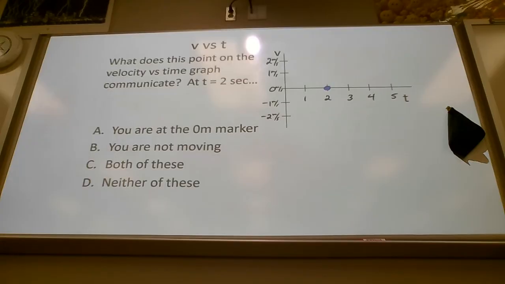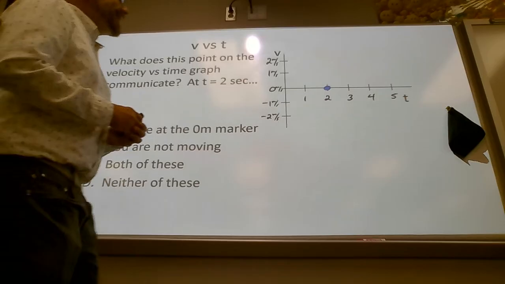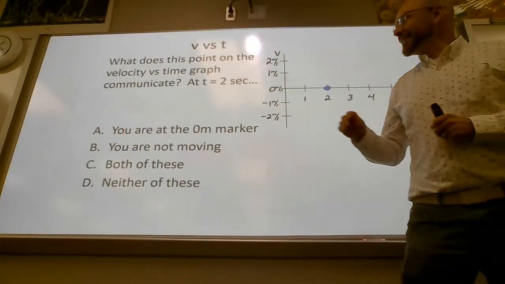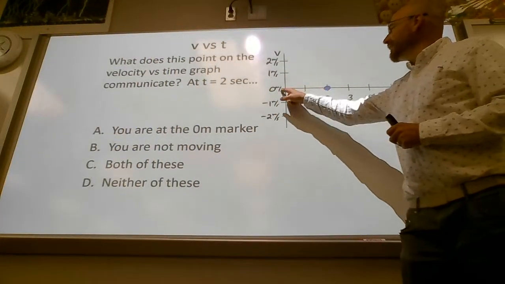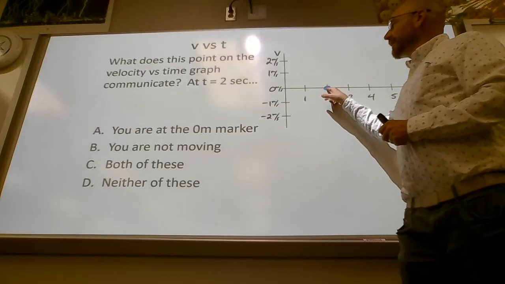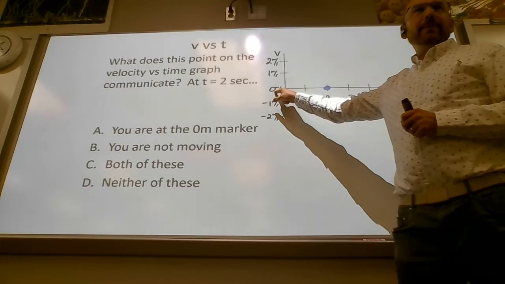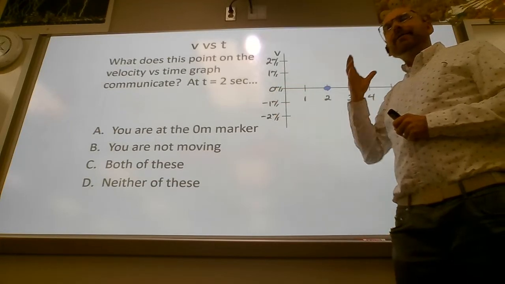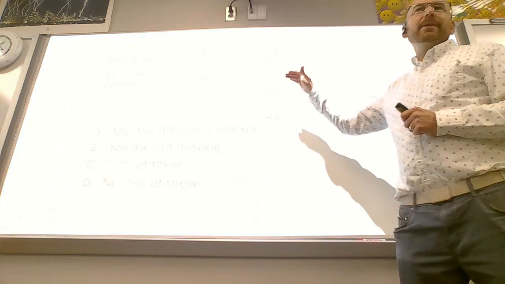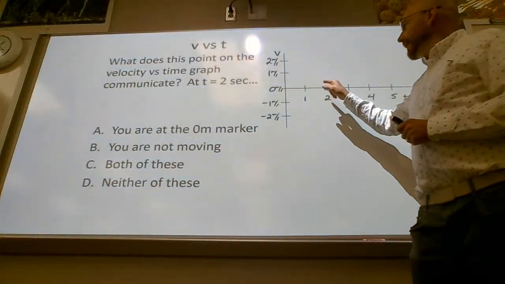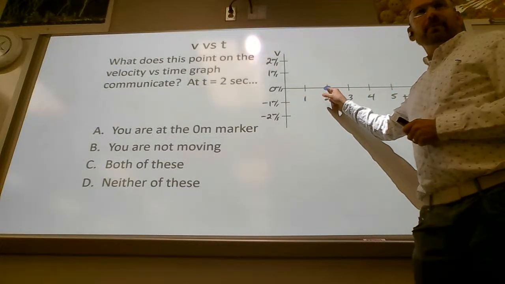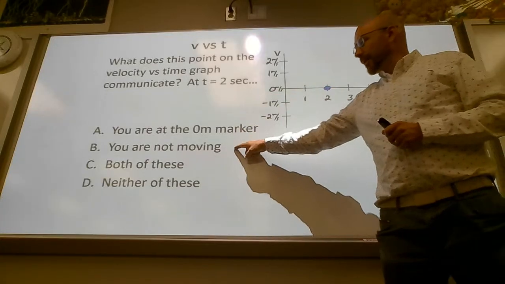Correct answer is... okay. So, all right. So this is velocity versus time. This is telling you. This point here says at 2 seconds, your velocity is 0 meters per second. The way that you can think of this is think of what your speedometer is reading. It's saying 0, meaning you are not moving.